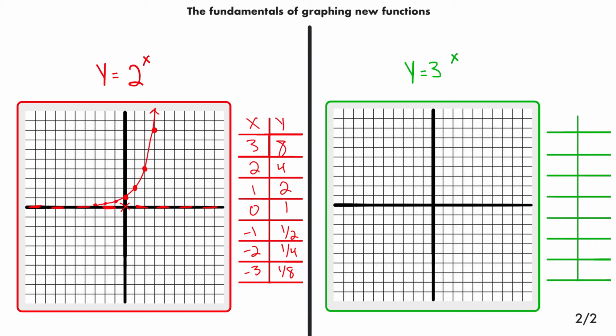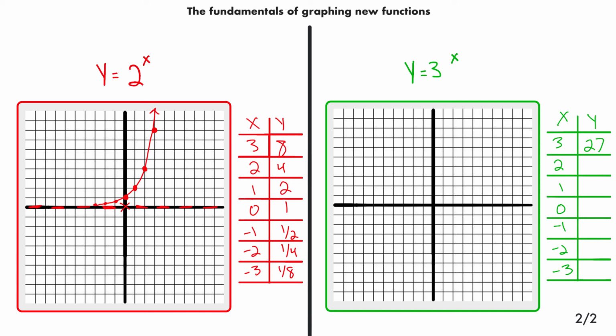Anyways, next one. Now I have y equals 3 to the x. Again, I'm going to do the same thing. X and y's, I'm going to do 3, 2, 1, 0, -1, -2, -3. This time I can go faster because now I understand what 0 powers and negative powers do. All right, if x equals 3, then I have 3 to the third power. That's 3 times 3 times 3. So that's 3 and 3 make 9. 9 times 3 is 27. That won't fit on my graph.